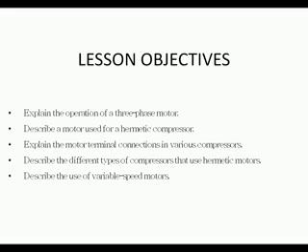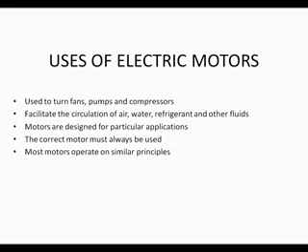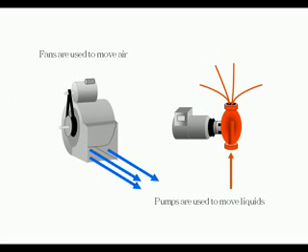You want to be able to list the components that cause a motor to have higher starting torque, and you want to be able to describe multi-speed permanent split capacitor motors and indicate how the different speeds are obtained. We also want you to be able to explain the operation of a three-phase motor, describe a motor used for a hermetic compressor, and explain the motor terminal connections in the various compressors. I want you to be able to describe the various types of compressors that use hermetic motors, and I want you to be able to describe the use of variable speed motors.